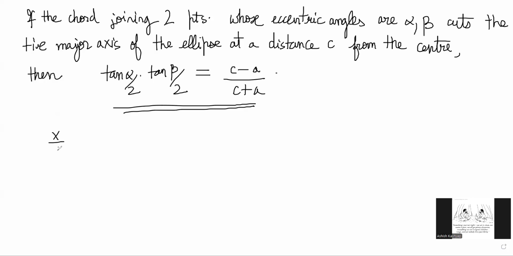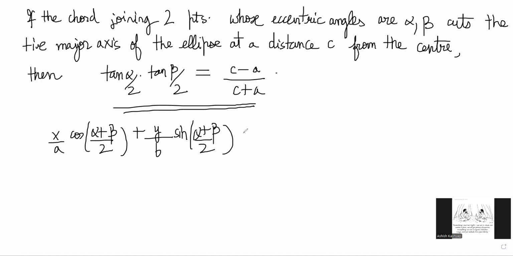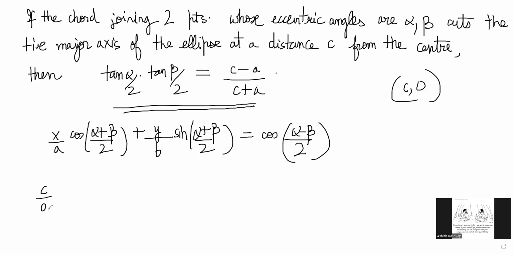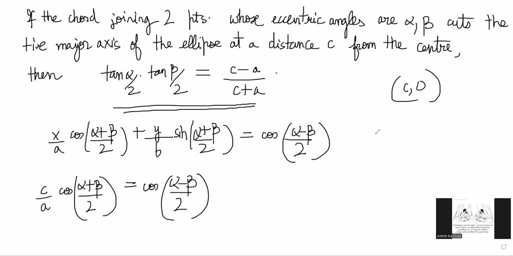So the equation of the chord would have been x by a cos of alpha plus beta by 2 plus y by b sine of alpha plus beta by 2 is equal to cos of alpha minus beta by 2. This is the equation of my chord. Now it cuts the major axis at c comma 0. So you can put y is equal to 0 and x equal to c here. You'll get c by a cos of alpha plus beta by 2 is equal to cos of alpha minus beta by 2. And now it's a matter of simplification.